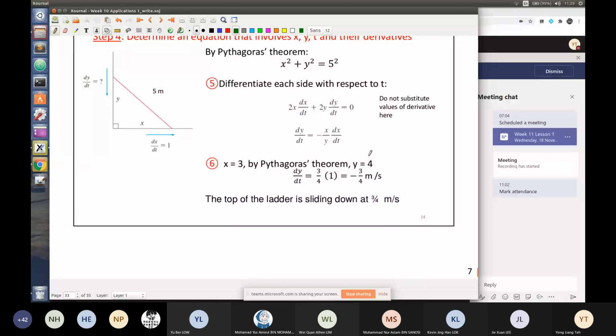Let me just put a note here that this is equivalent to the square root of 5 squared minus x squared. Since x is 3, x squared is 3 squared. Hence you can solve for y equals 4 and subsequently plug into the equation you have derived, and you get minus 3 over 4 meters per second. Of course, this minus sign agrees with our intuition as we discussed just now. So the top of the ladder is sliding downwards at 3/4 meters per second. Questions on this example?